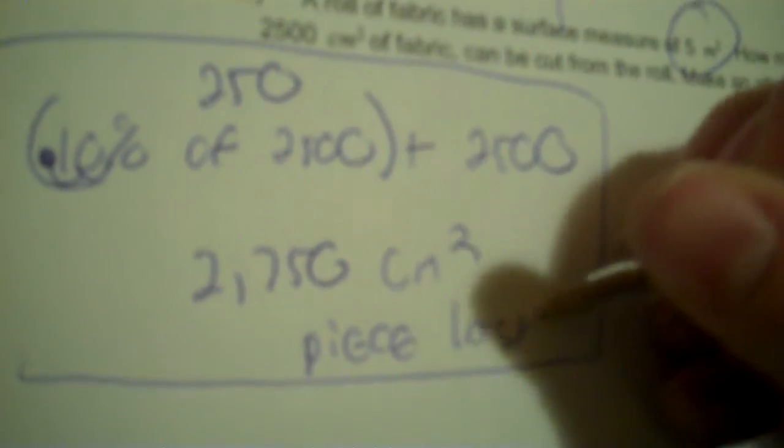So 5 square meters, and I'm going to kind of block that off right there. So that's the piece length. Label that piece length. That's what you just found. Now take your total amount and then convert that to centimeters squared. So cm squared, 10,000 to 1. That's going to be 50,000.